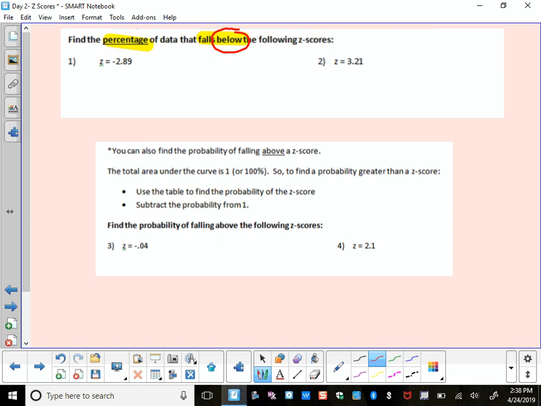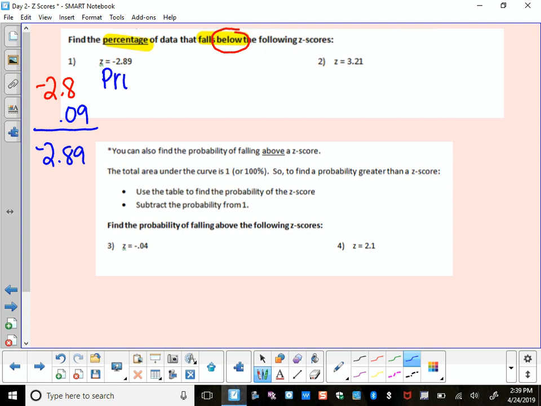Alright, so look at your blue Z table. They're asking for negative 2.89. So that means I'm going to go to negative 2.8 on the left side. Use your ruler, use your finger. On the top, I'm looking for 0.09. That gives me a total of negative 2.89. So on the left side, you're looking for negative 2.8. At the top, you're looking for 0.09. All right, what are you guys getting? 0.0019. Good.